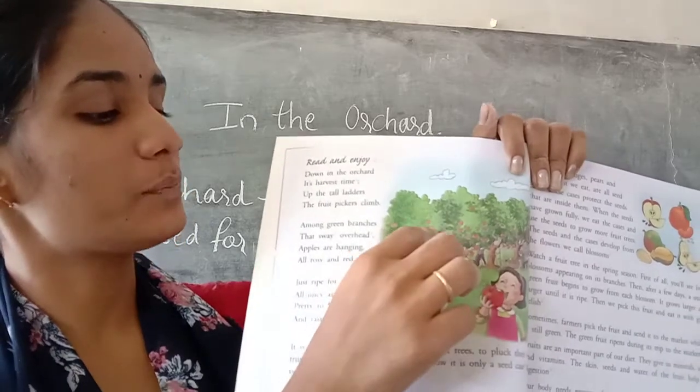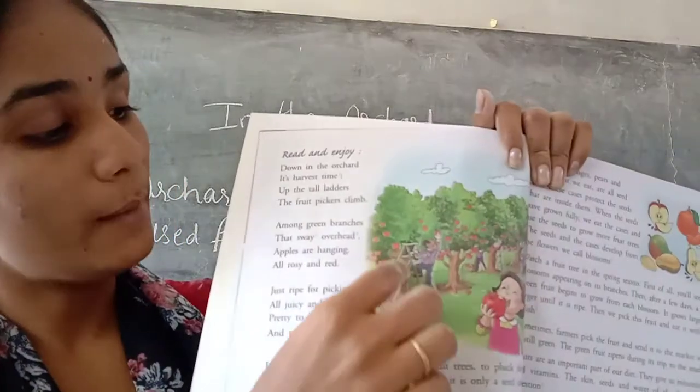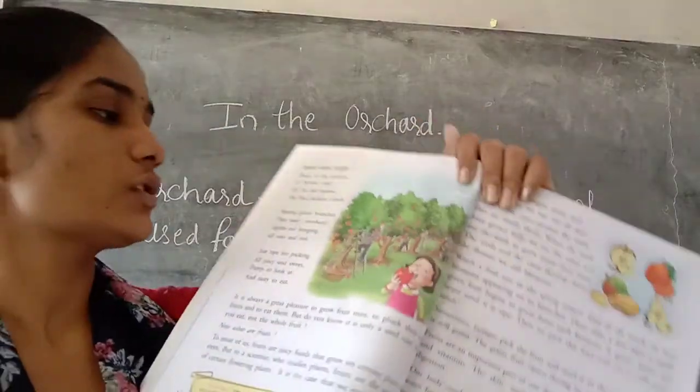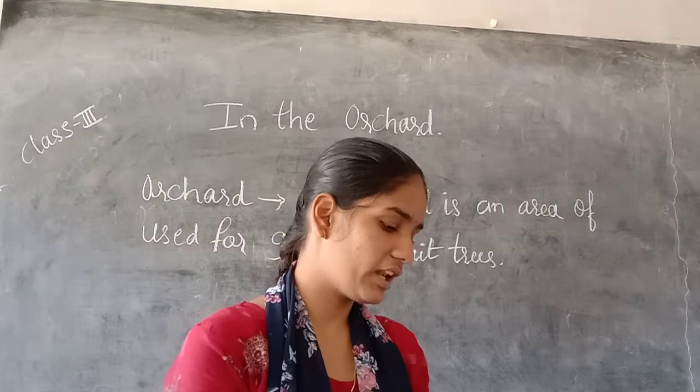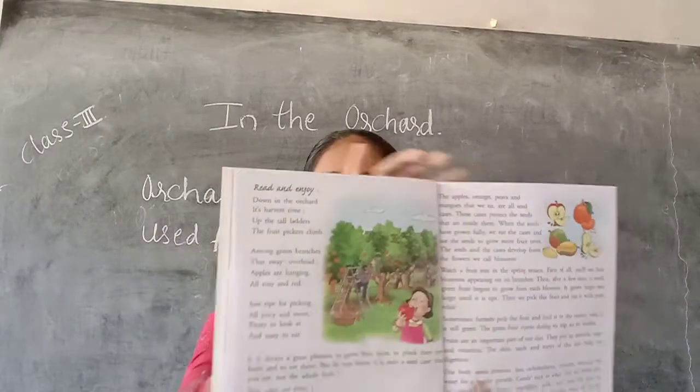So how is he plucking? With the help of a ladder. He climbed up on the ladder and he is plucking the fruits, up the tall ladders. The trees are tall.